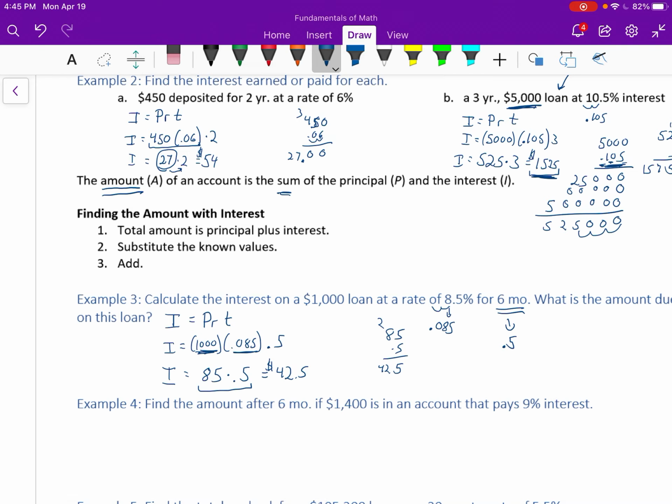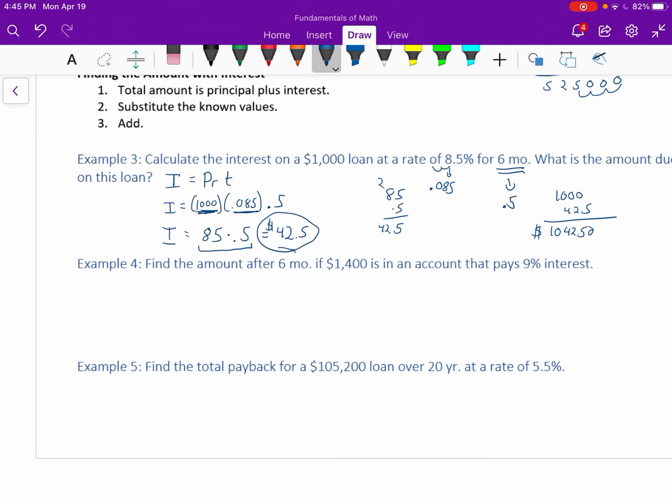It says calculate the interest on $1,000, so we calculated the interest. And then what is the amount due? Well, you're going to owe your $1,000 plus the extra $42.50, and that gives you $1,042.50 that needs to be paid.